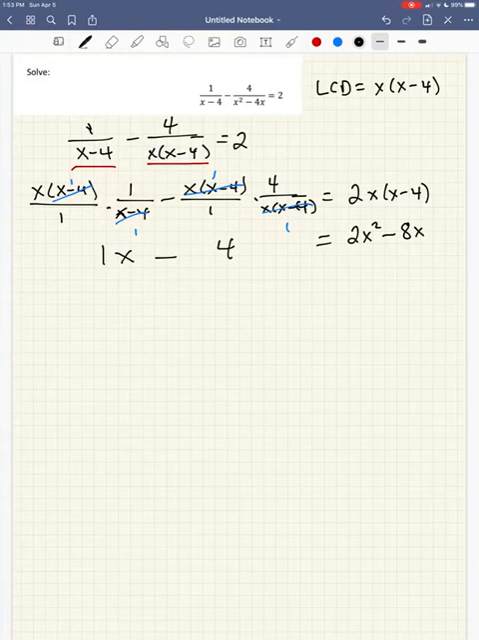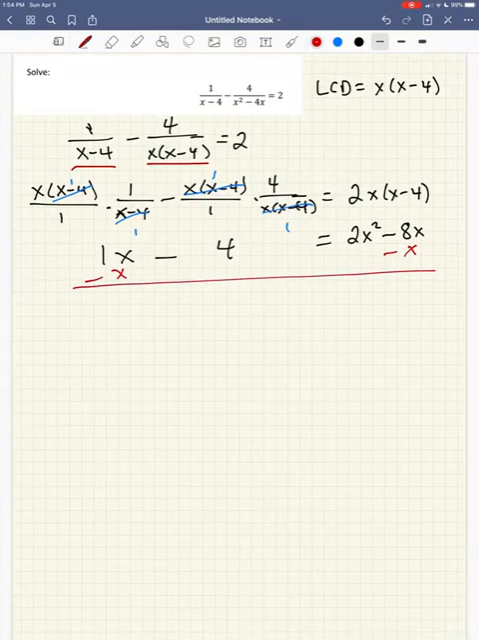Now, I like the fact that it's positive 2x squared, so I don't want to move the 2x squared to the other side or it would become negative. So I'm going to leave everything on the right and get 0 on the left. So I'm going to move the 1x over, or just x. So I'm going to subtract x from both sides.